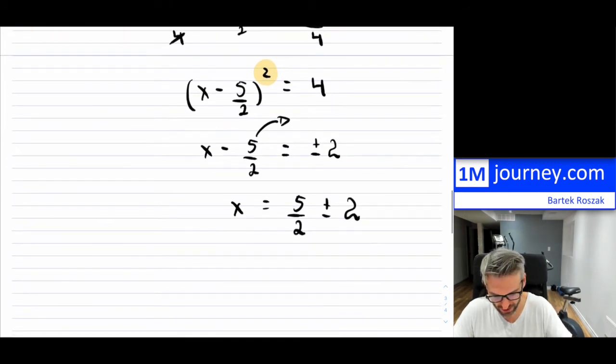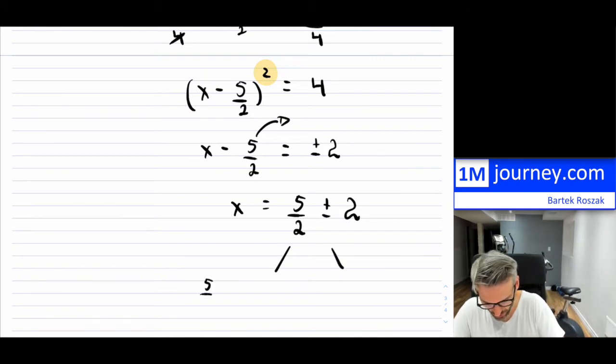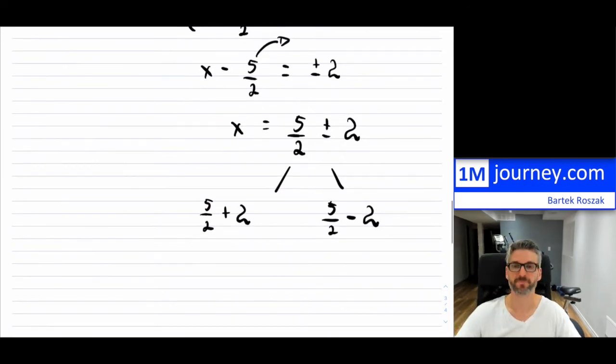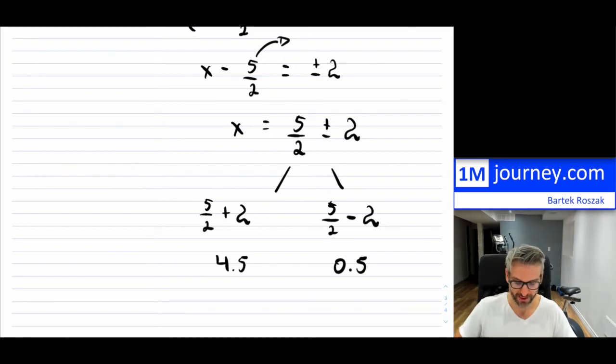So my two answers are 5 over 2 plus 2, that's one answer, and 5 over 2 minus 2 is another answer. Now 5 over 2 is actually 2.5. So this is 4.5, and then this will be, I guess, 0.5. So those are my two answers that I have. So there we have it. It's quite a bit of work for these, but they are doable.